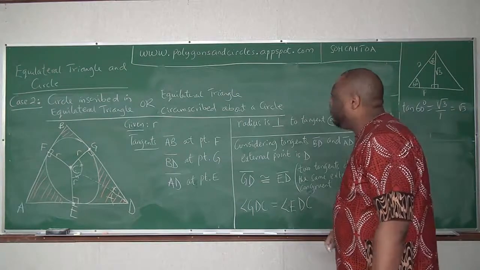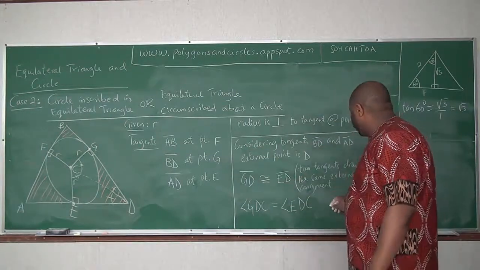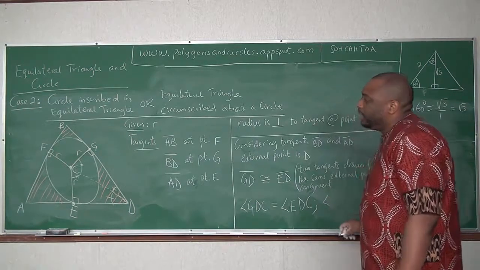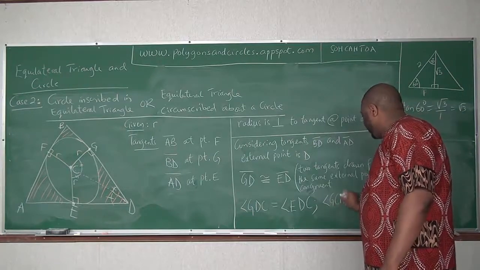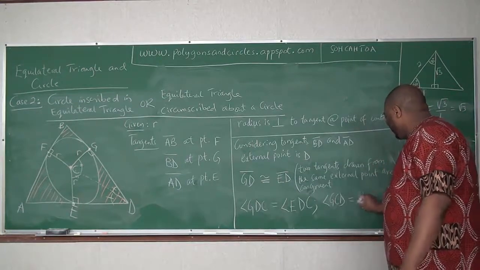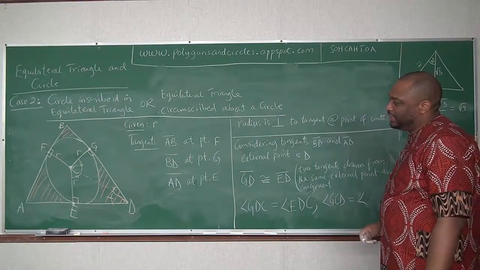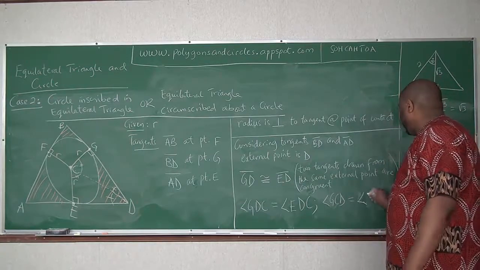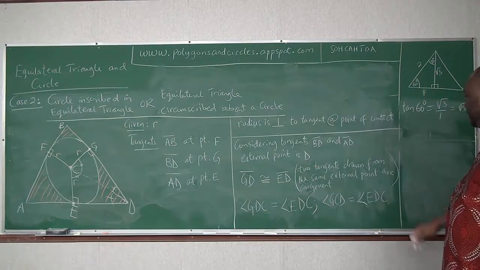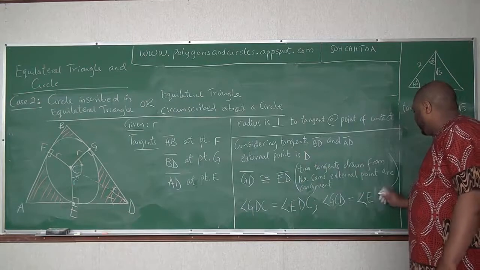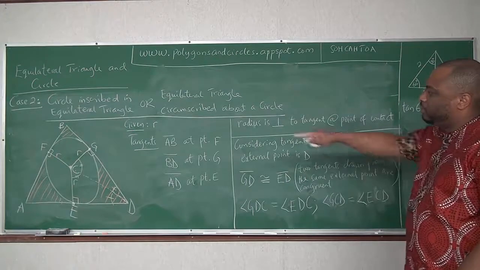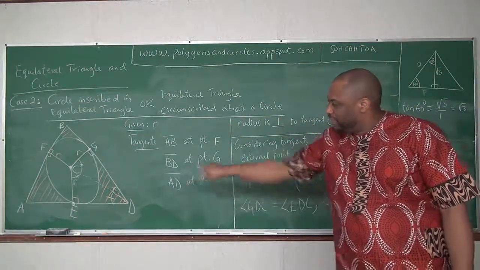Also angle GCD. I don't mean greatest common divisor, okay? Is equal to angle EDC. Okay? Angle GCD is equal to angle ECD. Angle GDC is equal to angle EDC. And also angle GCD is equal to angle ECD.